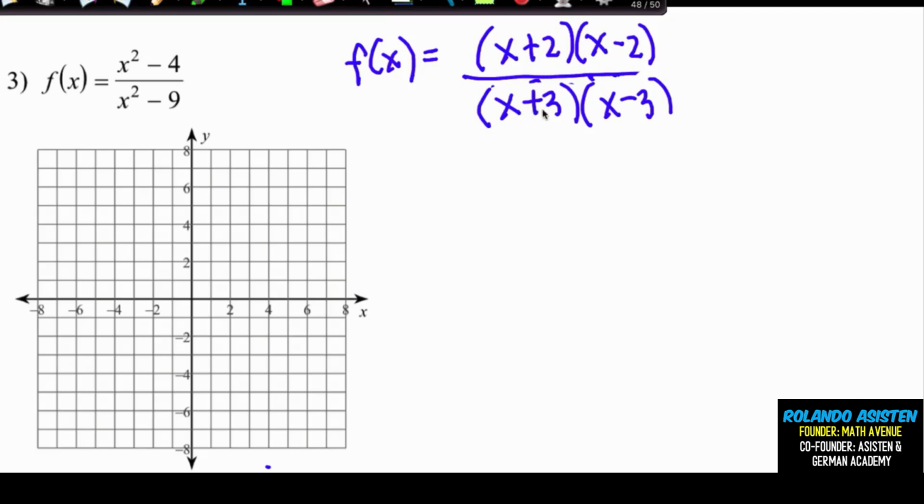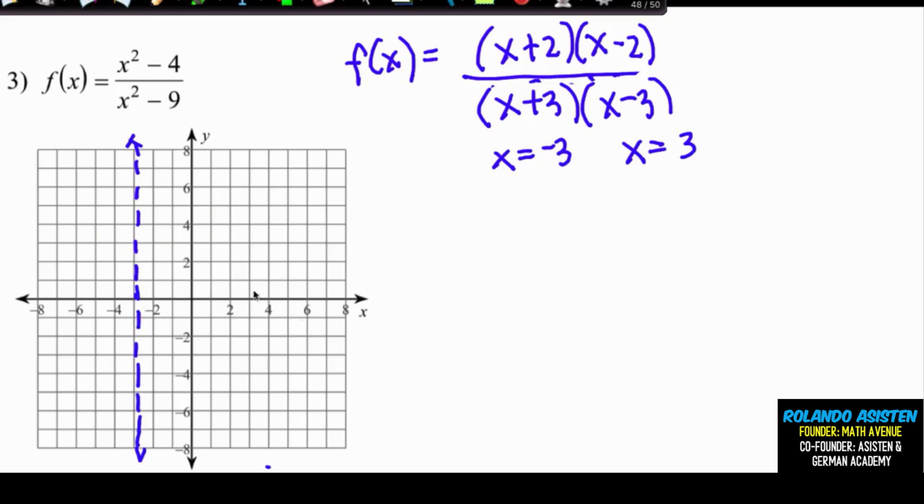The first is the root of this factor x plus 3, so x equals negative 3. And the other is the root of this, which is x equals positive 3. So you get the opposite sign of this number. So look at x equals negative 3. That is one of the vertical asymptotes.